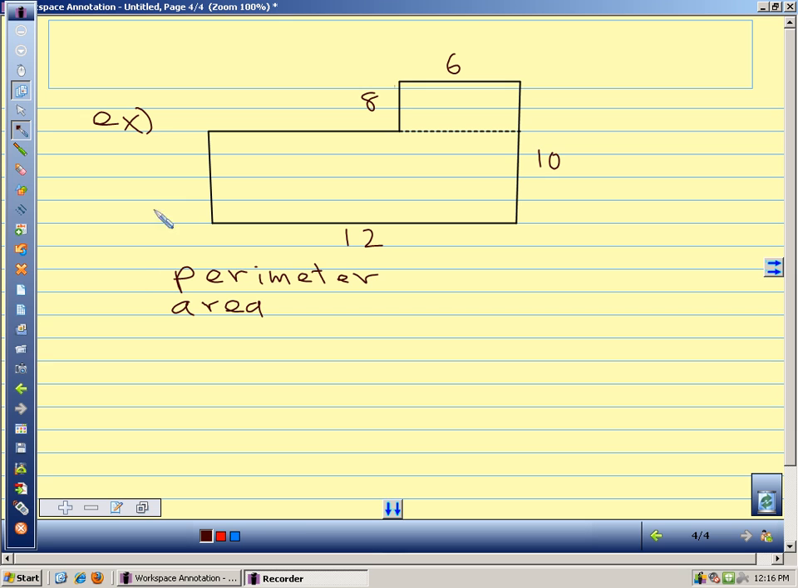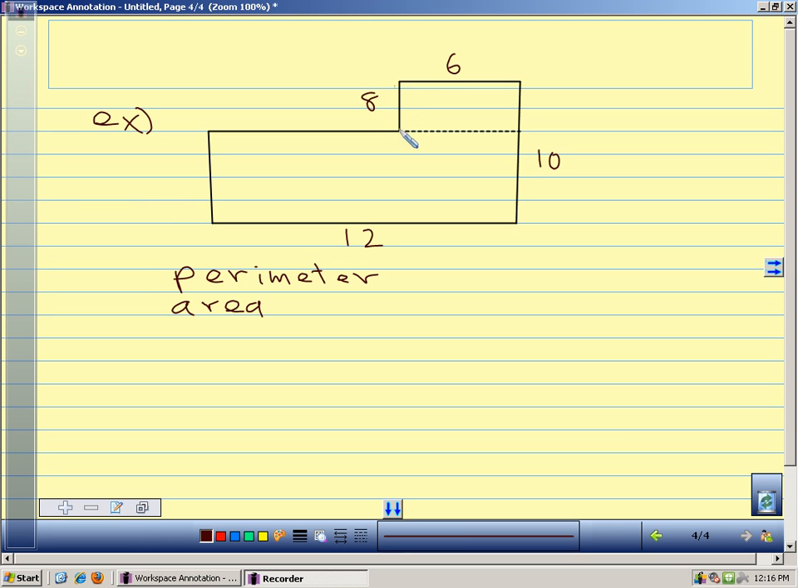Wait, is the 8 the little line or the big line? 8 is this little line. Sorry. All right. So if this whole side is 10 and this piece is 8, what does that leave for this part? 2. So, like I said, the drawing, you have to go by what the diagram tells you, not by what it looks like. So this side is 2. And then if this whole side is 12 and this part is 6, what does that leave for this part? 6. So that part has to be 6.